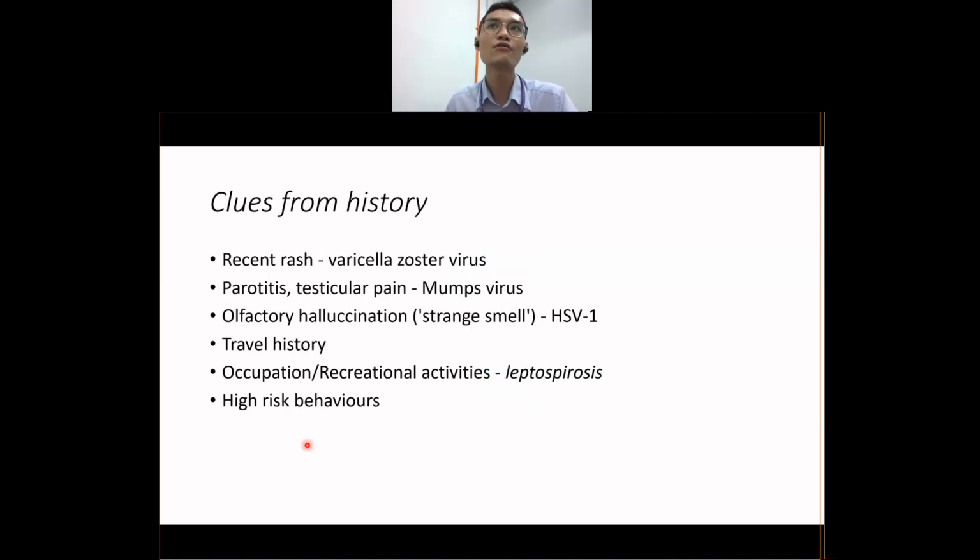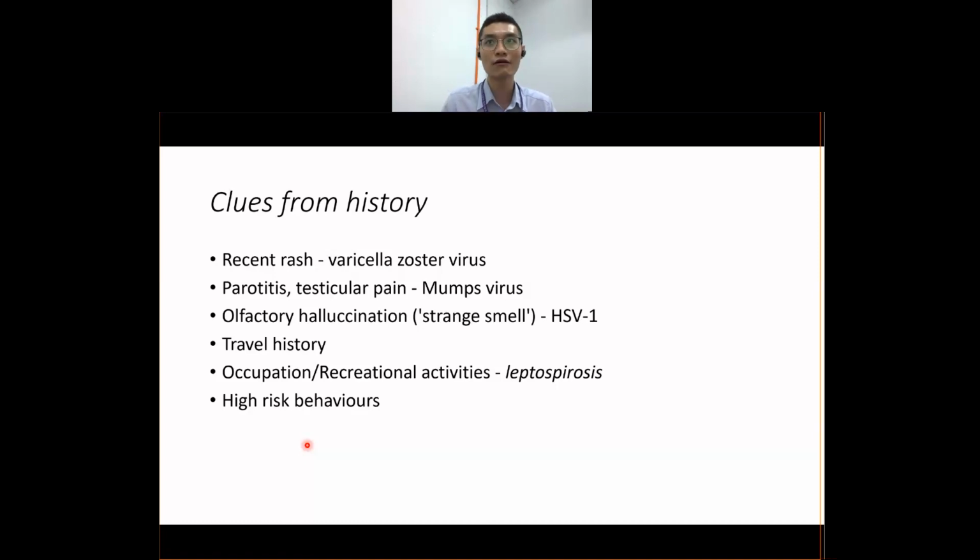So what do we usually ask in the history? A recent rash may suggest varicella zoster infection. If the patient has parotitis, inflammation of the parotid gland, or testicular pain, it could suggest mumps. If they complain of some strange smell, it could be herpes simplex virus. Travel history becomes very important, because sometimes you can have some exotic CNS infection. Also ask about occupational and recreational activities, and high risk behavior.